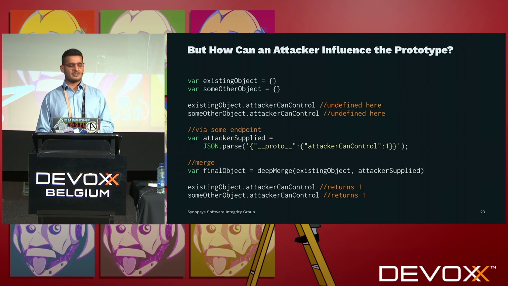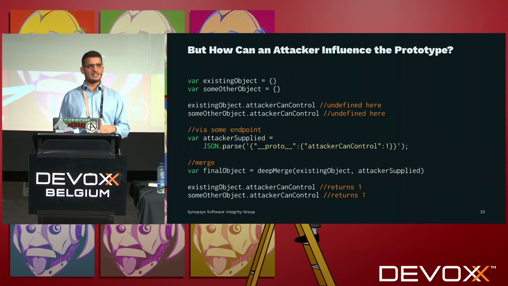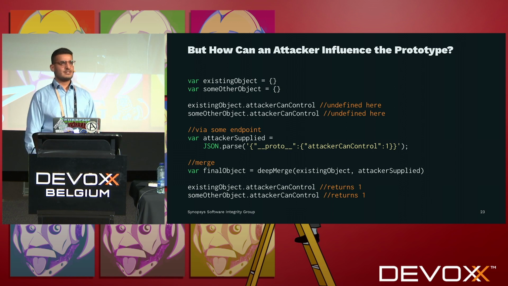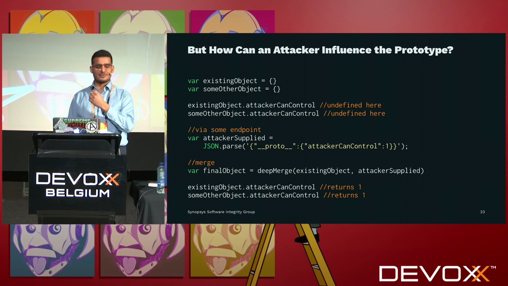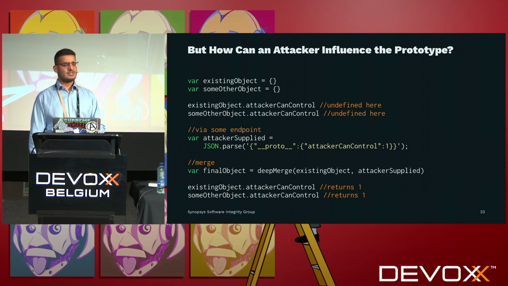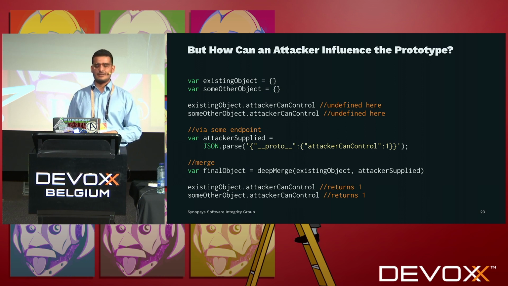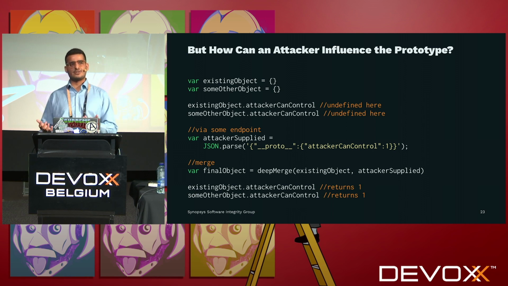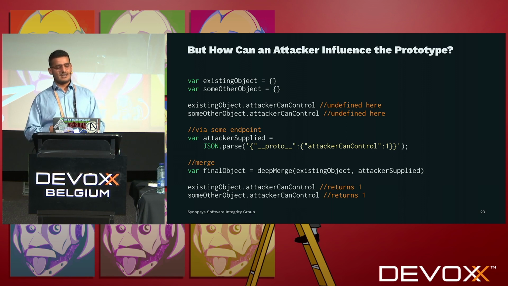But here's a real-world example. So let's take a look at this. We have an existing object, and then we have another object called some other object. If you look at existing object and take a look at the property attacker can control, it will say undefined, right? That's the standard behavior in JavaScript. And likewise with the other property, some other object attacker can control, it'll be undefined.